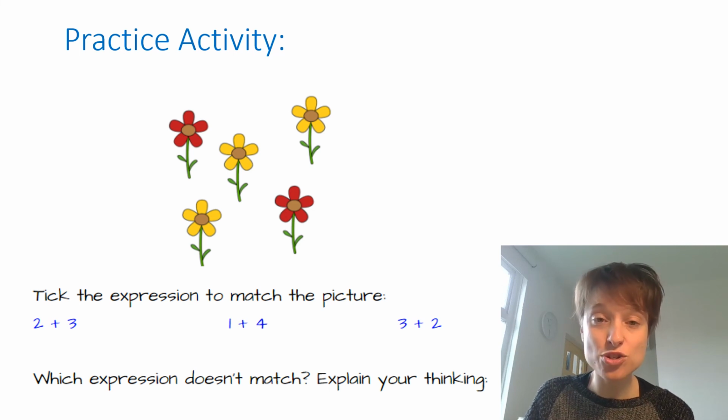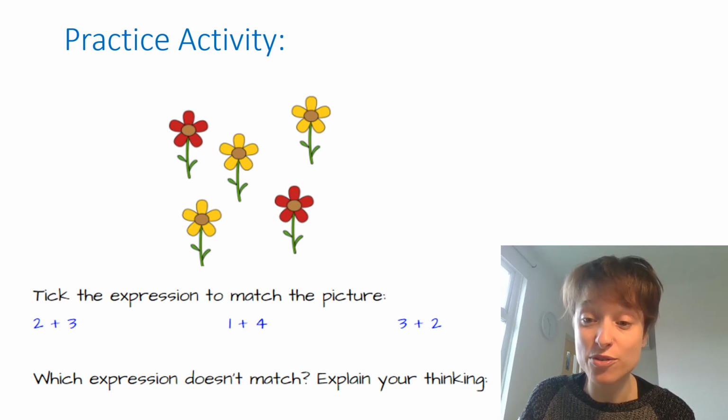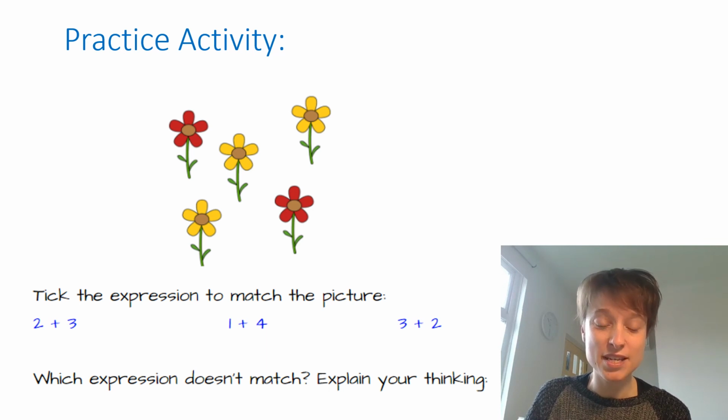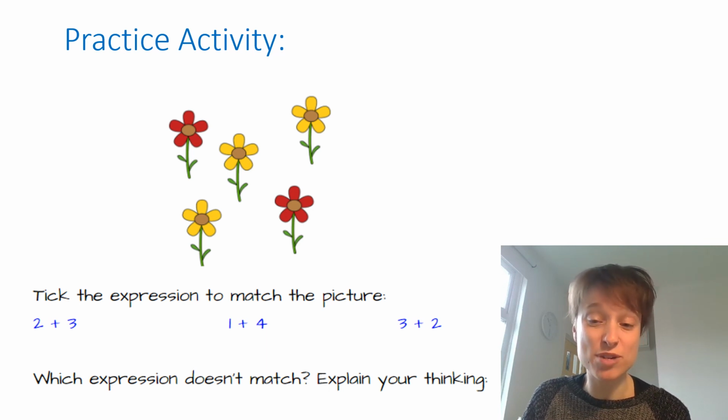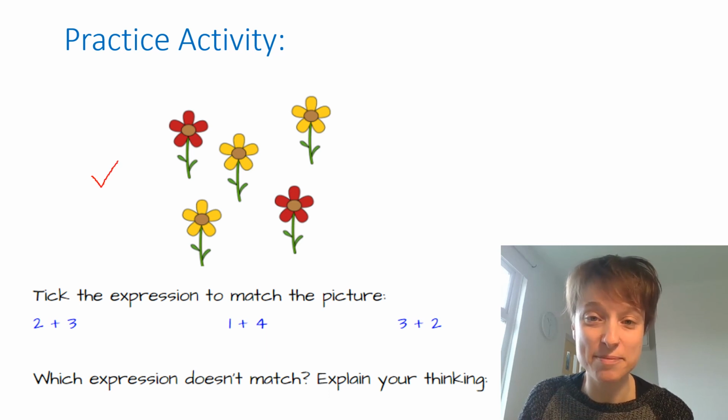And you must make sure that you explain your thinking to an adult. So that means you need to use that word because to say why you think you found the right expression. And then once you've found an expression that matches the picture, you need to put a little tick next to it, just like this tick, okay?